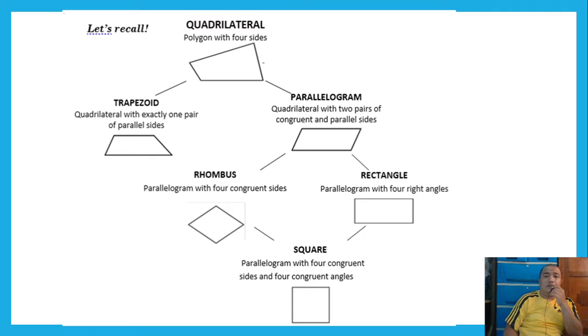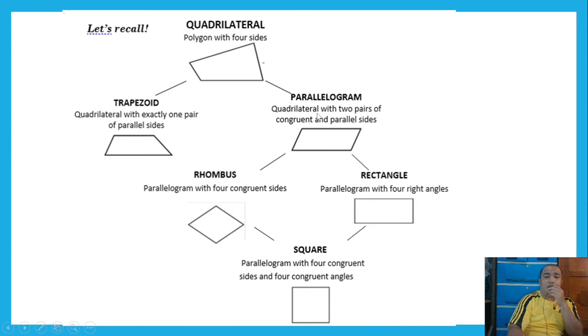So let's recall the different kinds of quadrilateral. A quadrilateral is a polygon with 4 sides. And what are the different kinds of quadrilateral? Let's start with trapezoid. A trapezoid is a quadrilateral with exactly one pair of parallel sides. So, isang pair lang ang parallel sides, the upper base and the lower base.